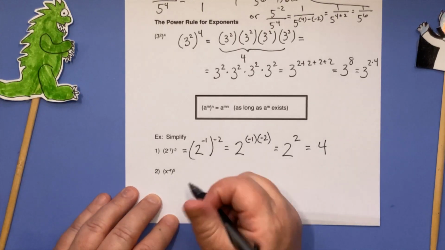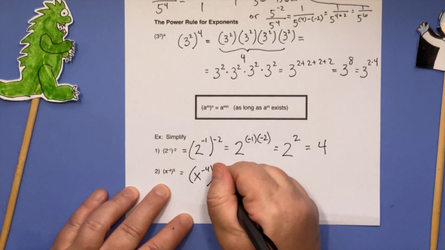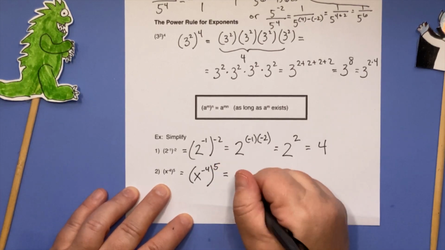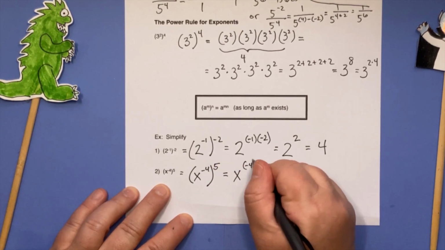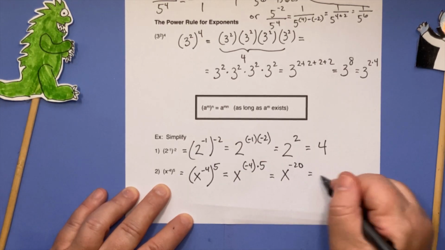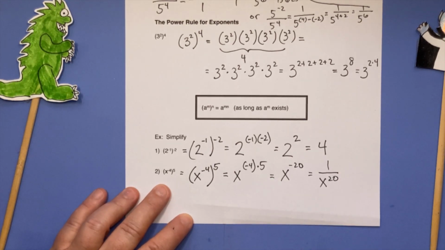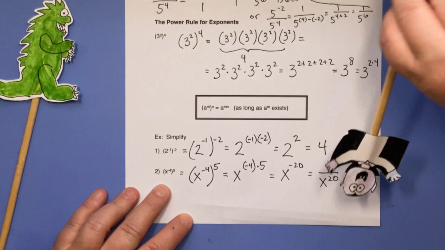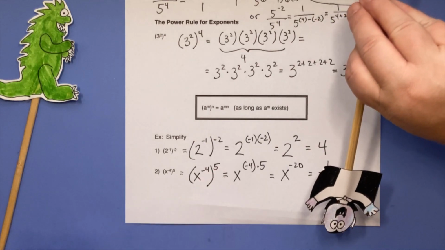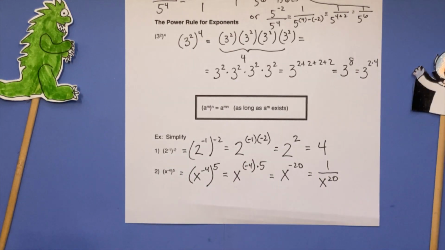Okay, so what's happening here? I've got an x to the negative fourth to the fifth power, x to the negative fourth times 5. That's x to the negative 20, which is 1 over x to the 20th. Now, why is it in the denominator? Well, let's take a look. That negative right there took it and flipped it upside down, and then the 5 doesn't flip it, so it stays in the denominator. Just like that.